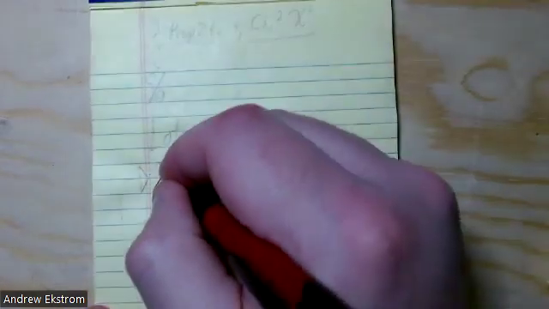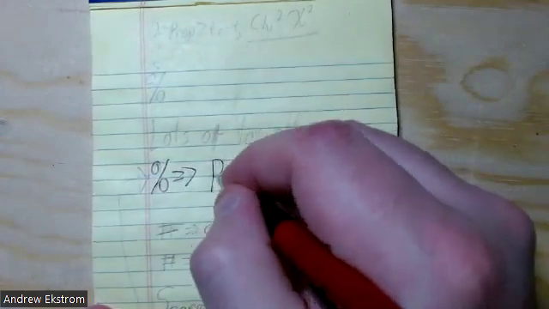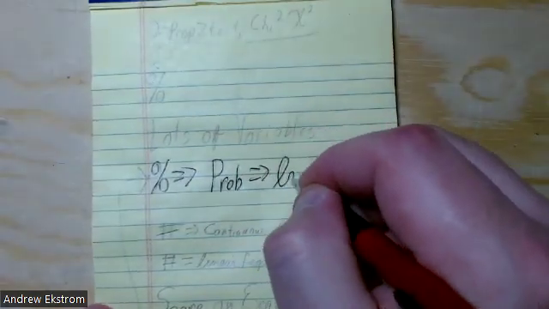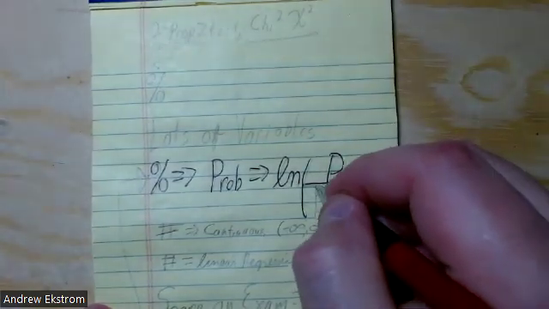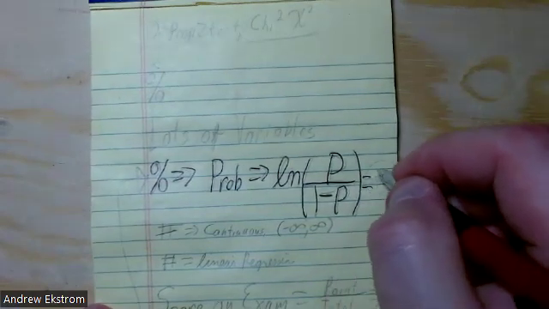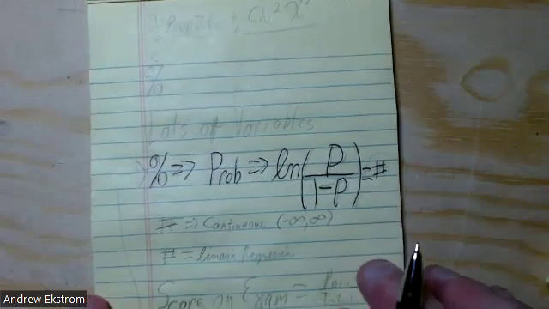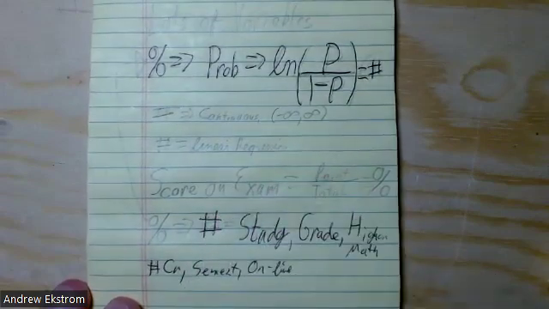Since I got the pen here, I'll make this a little bit bolder so that everyone can see it. So you take the probability, then you take the natural log of that probability divided by 1 minus that probability, which is going to get you a numeric value. And then you use whatever that numeric value is, and you can see the effect of all these different things that you want to look at.